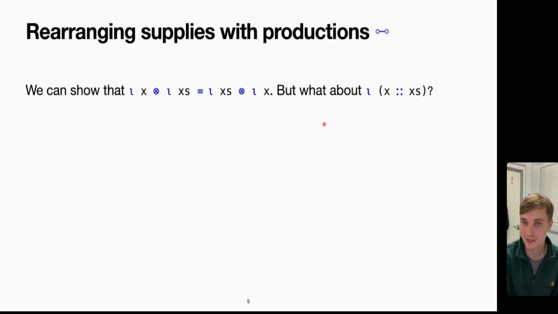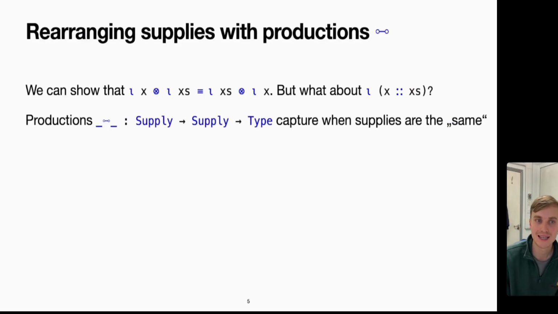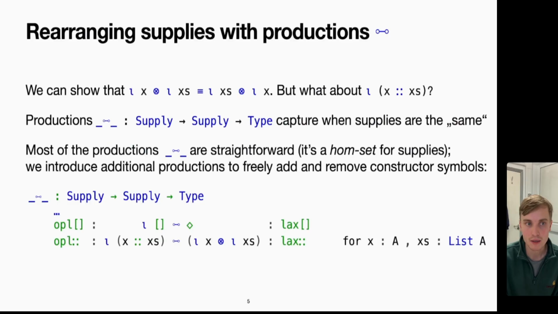But this is something we won't be able to prove. I mean, actually, this won't be false, because if you had a length function for supplies, the length of this supply is 2, the length of this is only 1. So this certainly can't be equal to either of these two sides. So we have to introduce a slightly different notion of sameness. And for this purpose, we have these productions. So they're really a relation between supplies. And they inherit the properties of equality.